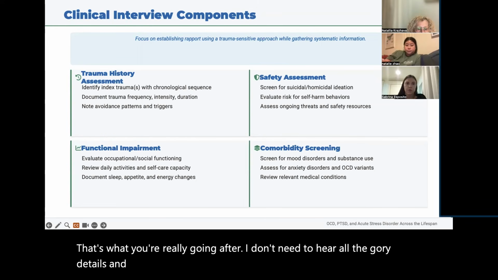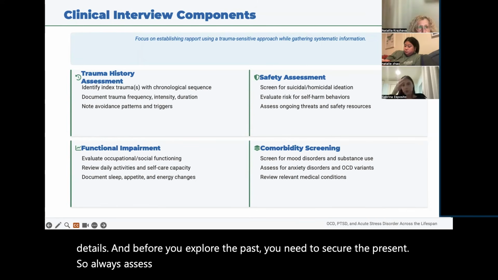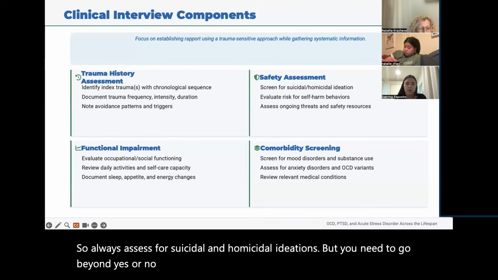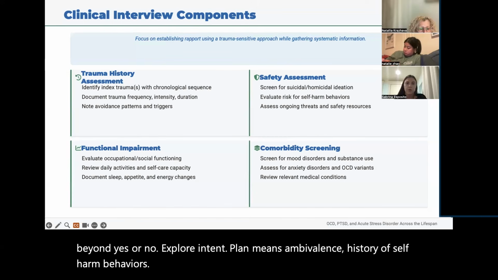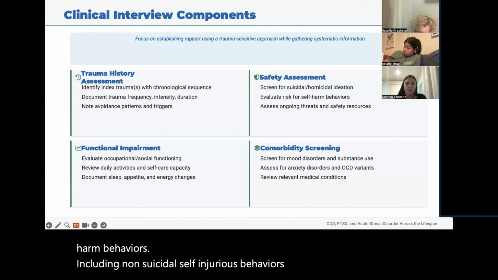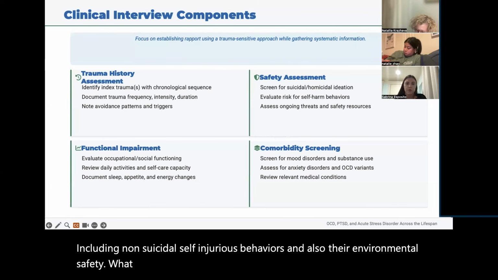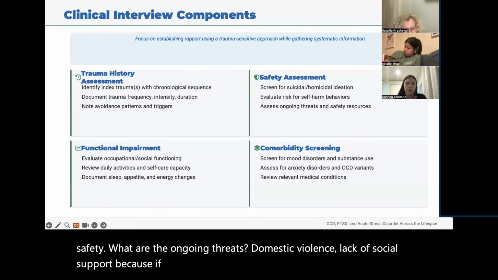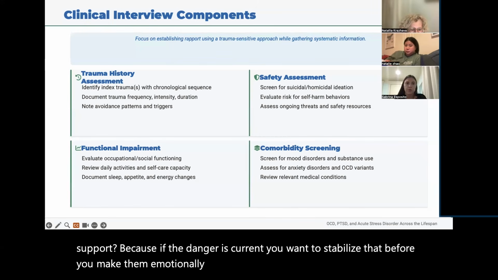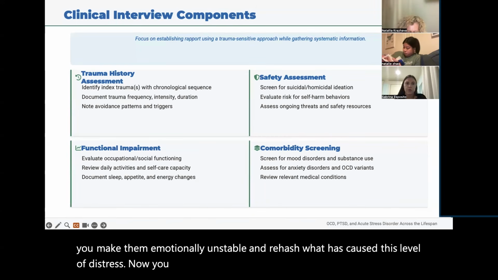And before you explore the past, you need to secure the present. So always assess for suicidal and homicidal ideations, but you need to go beyond yes or no. Explore intent, plan, means, ambivalence, history of self-harm behaviors, including non-suicidal self-injurious behaviors, and also their environmental safety. What are the ongoing threats? Domestic violence, lack of social support. Because if the danger is current, you want to stabilize that before you make them emotionally unstable and rehash what has caused this level of distress. Now, you want to quantify their functional impairment.